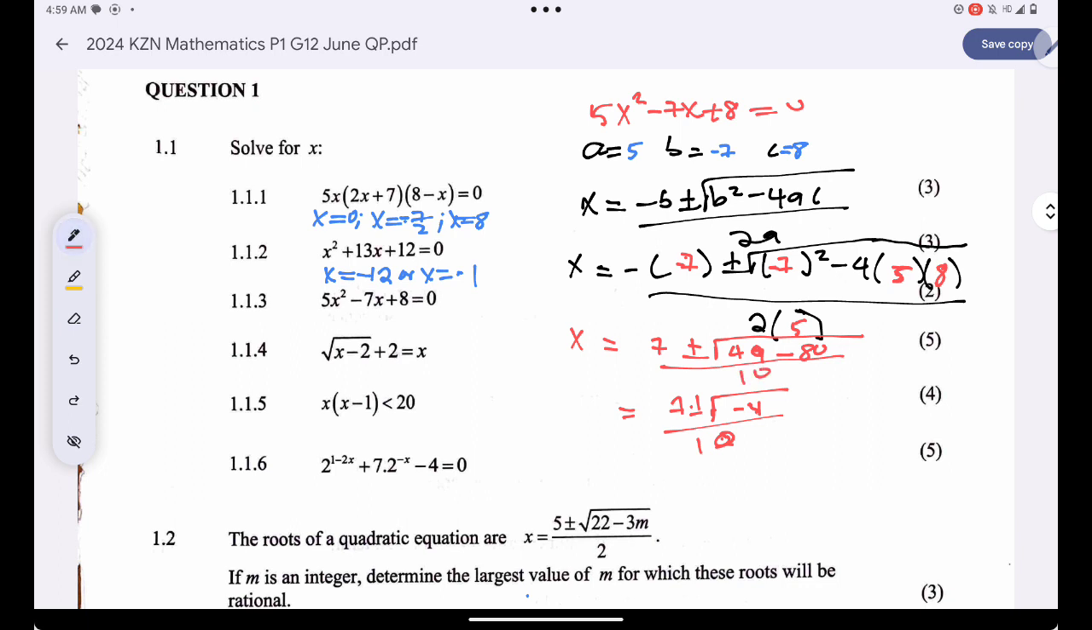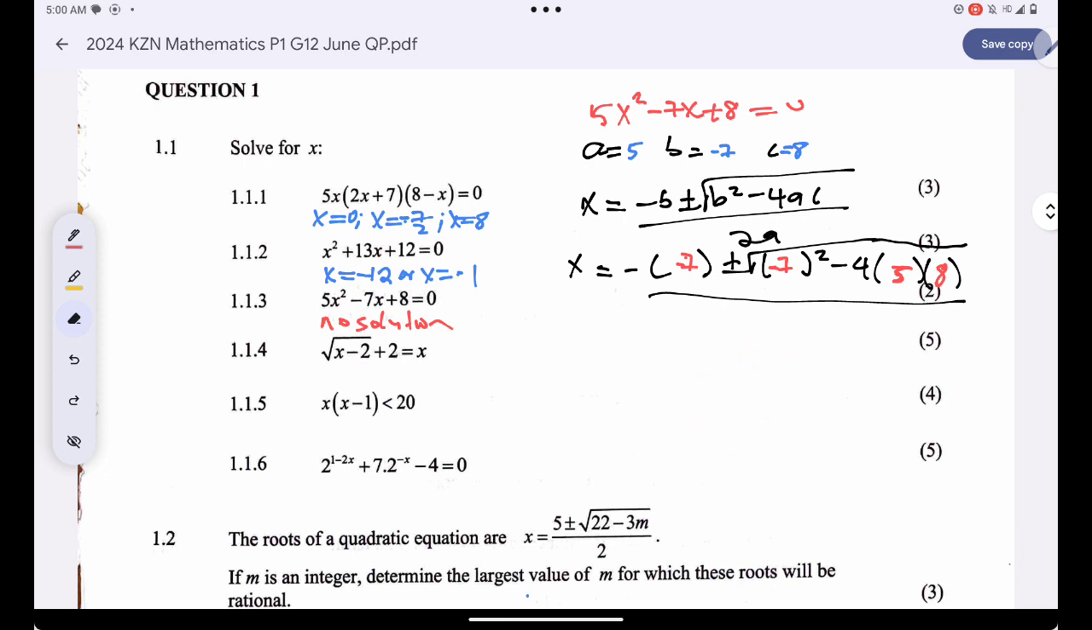All over 10. Okay guys, since what you have here is a negative term under the root, we wouldn't get real solutions. So here you can simply say there's no solution, because when delta is less than 0, it simply means you have no real roots. So there's no solution in this equation.